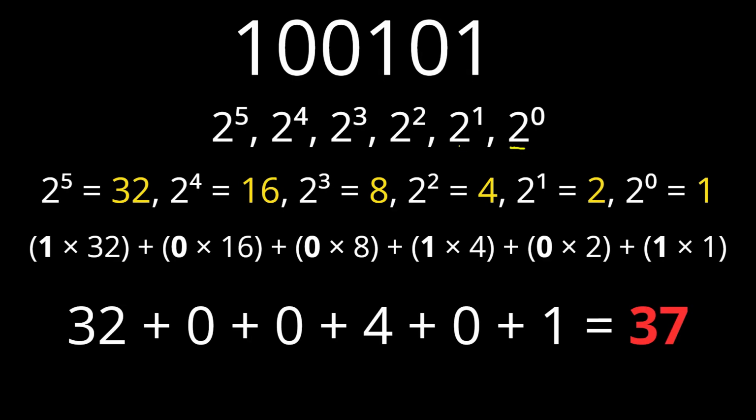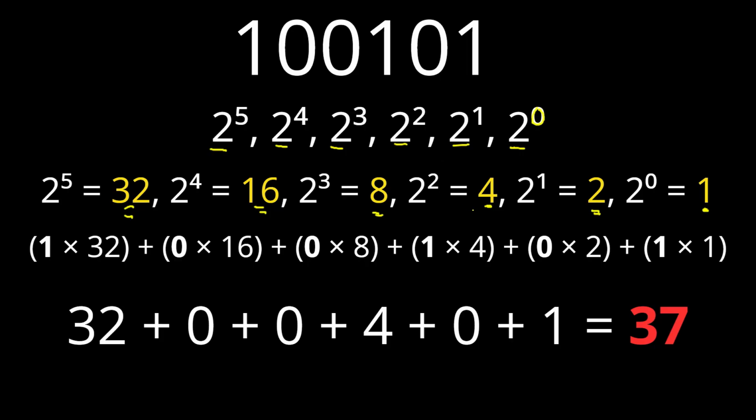Solve the binary number 100101. Let's count the number of digits. 1, 2, 3, 4, 5, 6. This has 6 digits. We always start with 2 to the 0 power and we increase 1, 2, 3, 4, 5. Now we need to calculate these values. 2 to the 0 power will be 1. 2 to the first power, 2. 2 to the second power, 4. 2 to the third power, 8. 2 to the fourth power, 16. And 2 to the fifth power is 32.